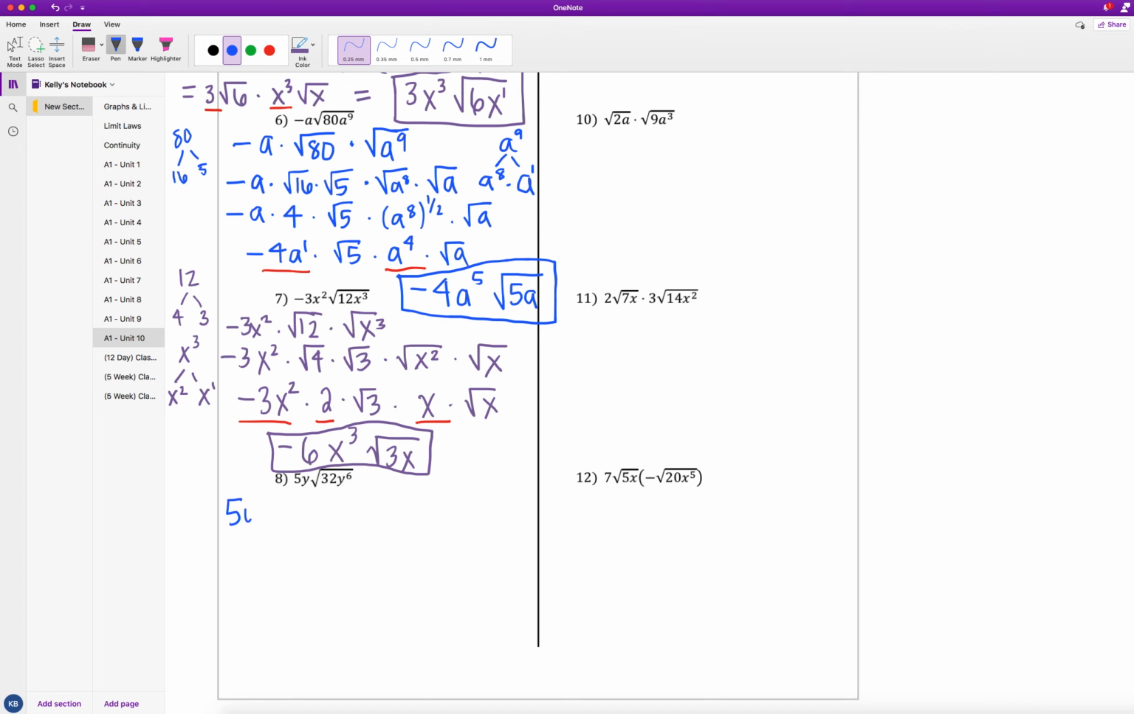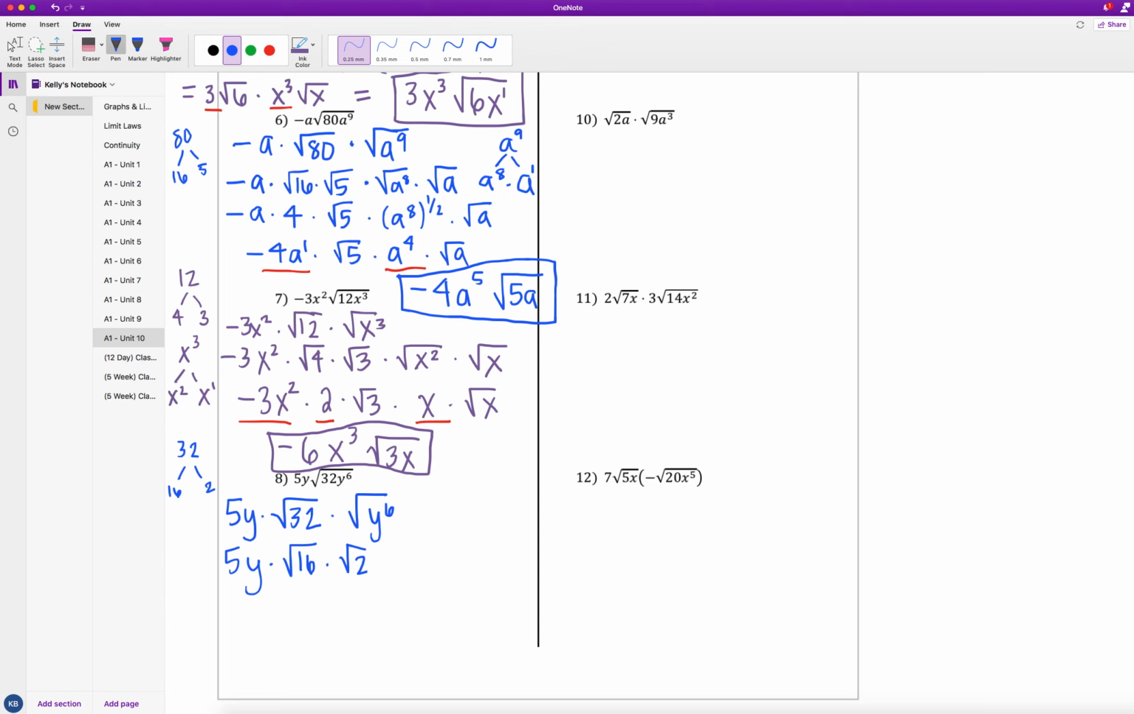So the 5y is just going to go along for the ride for a little bit. I can break this apart into the square root of 32 times the square root of y to the 6th. 32 is not a perfect square, but if I factor it, 16 times 2 would give us 32, and 16 is a perfect square. So I can rewrite the square root of 32 as the square root of 16 times the square root of 2.